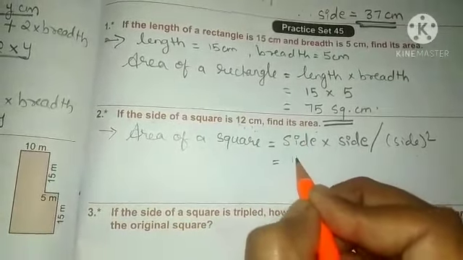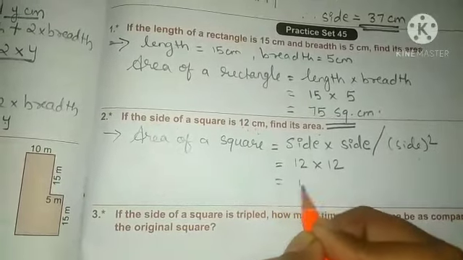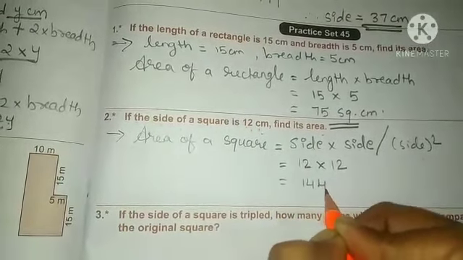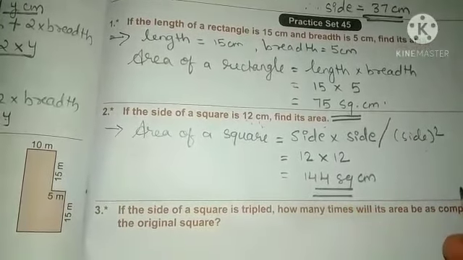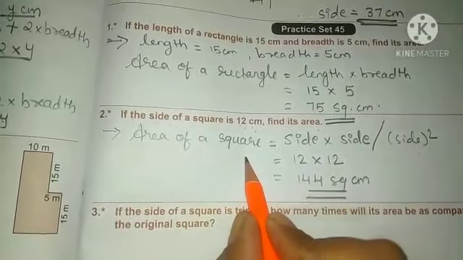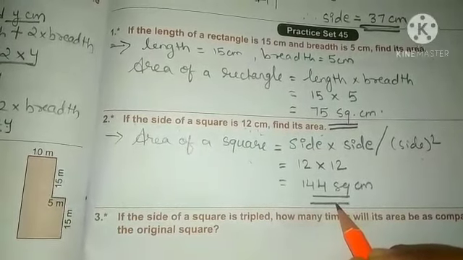Now side, what is the side given? That is 12 centimeter. So 12 into 12 we have to do. So what you will get? You will get 144 square centimeter. Clear? Understood? So the area of a square is 144 square centimeter.